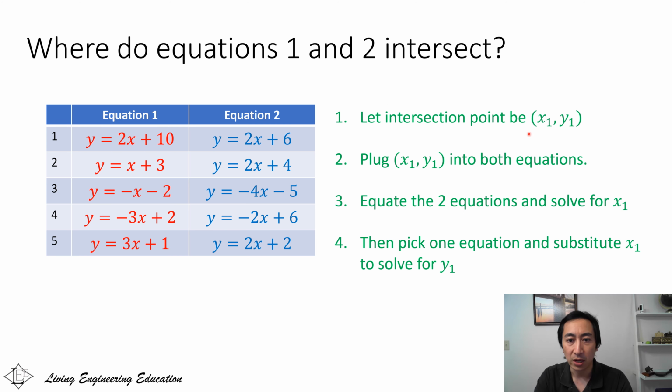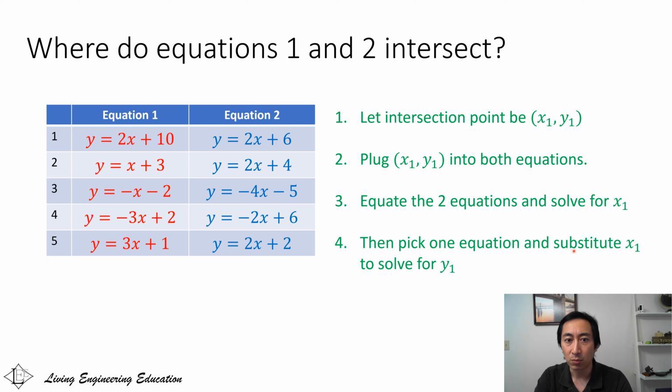First, we give a dummy point x1, y1, using a subscript 1 to represent the point of intersection. We plug x1, y1 into our pair of equations, and then equate. We equate our y1 terms so that we're left with just x1 and constants. In that form, we can solve for x1. Once we solve for x1, we can plug x1 into either equation 1 or 2 and solve for y1.